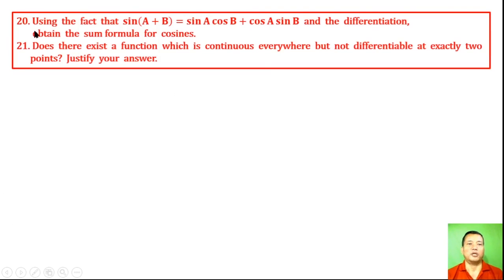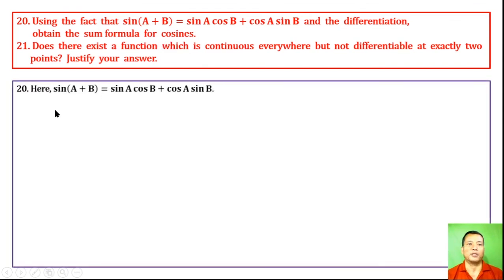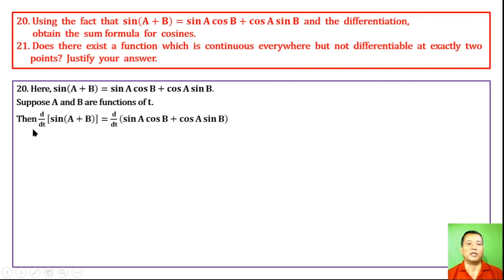Question number 20. Using the fact that sine of a plus b is equal to sine a cos b plus cos a sine b, and differentiation, obtain the sum formula for cosines. Here sine of a plus b is equal to this. Suppose a and b are functions of t.